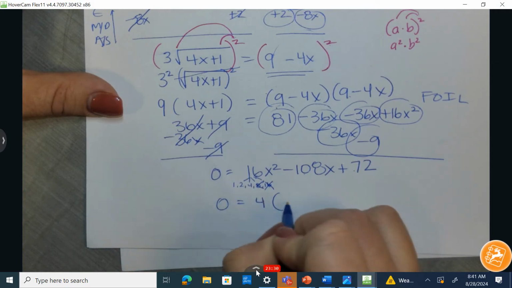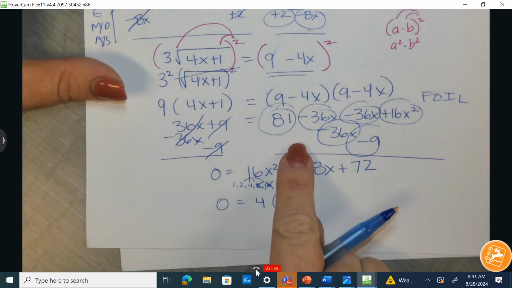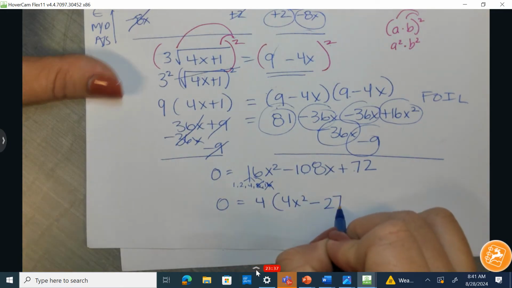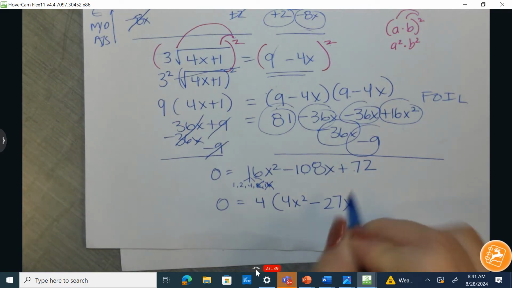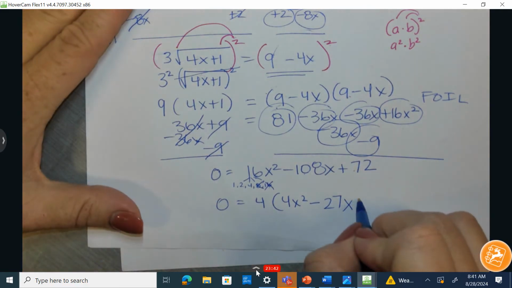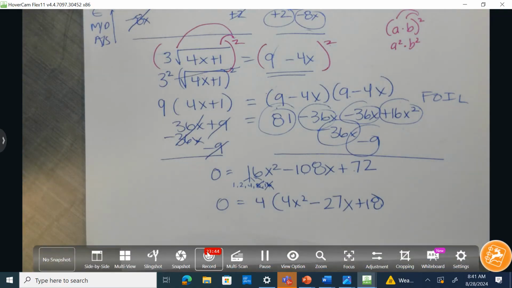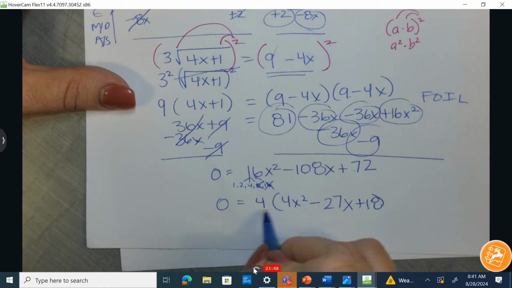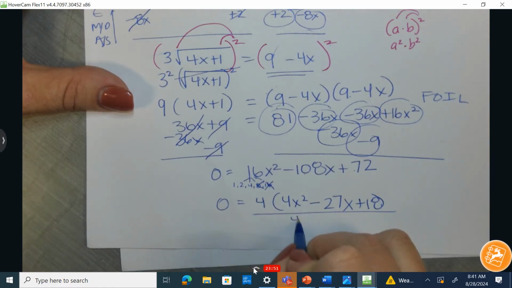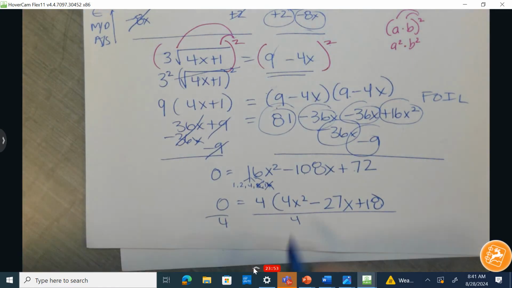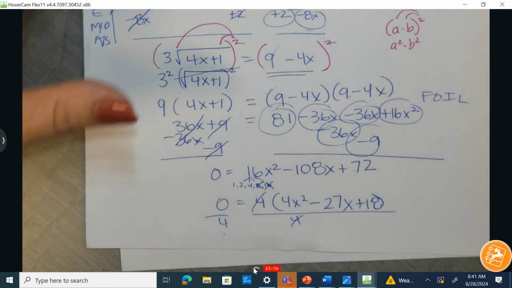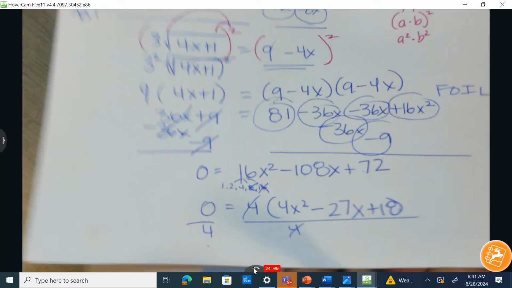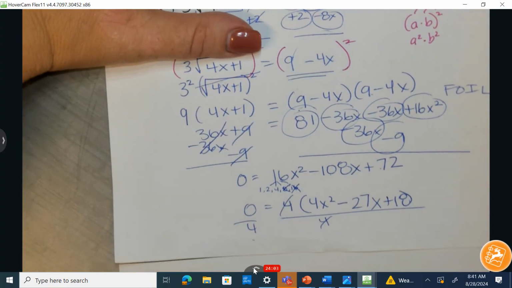Factor out a 4. 16 divided by 4. 108 divided by 4, I bring down the negative sign, is 27x. 72 divided by 4 is 18. All right, and just like we did in example number 3, let's get rid of this term out front that has no x. So let's divide both sides by 4. 0 divided by 4 is 0. Oh, that's pretty simple. I'm going to move this up so we can see.